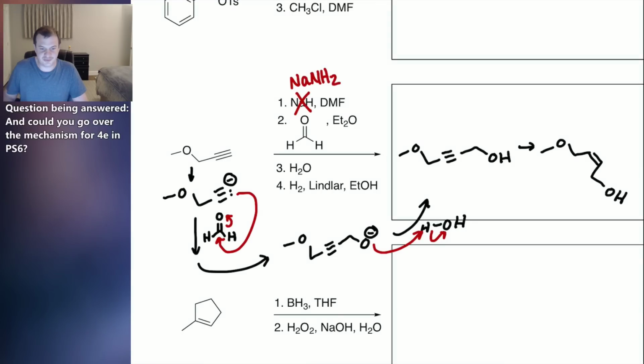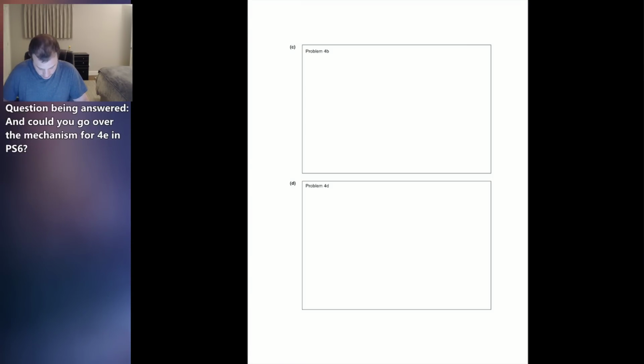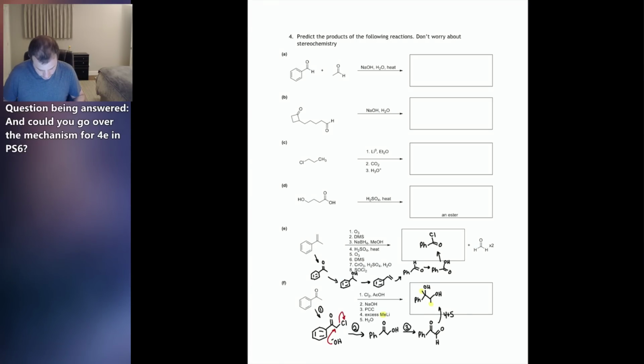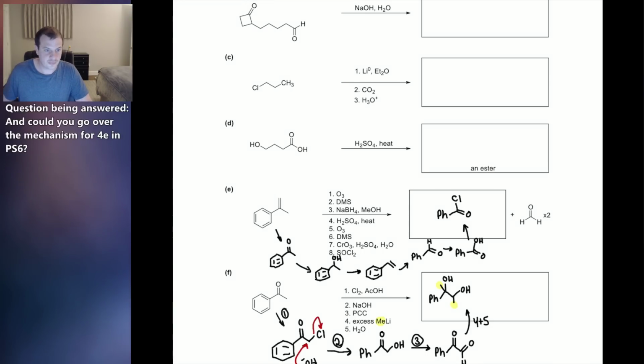Could you go over the mechanism for 4E in problem set 6? Did we already do that one? Yeah, we did 4E. Problem 4B on practice final A is next.